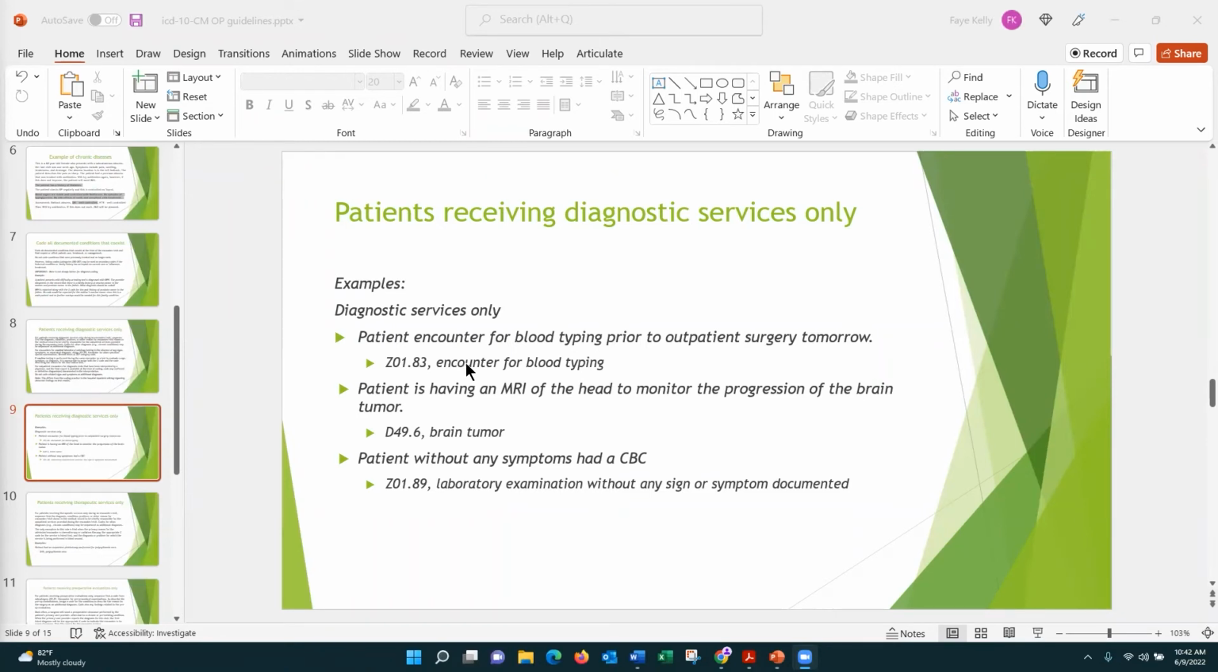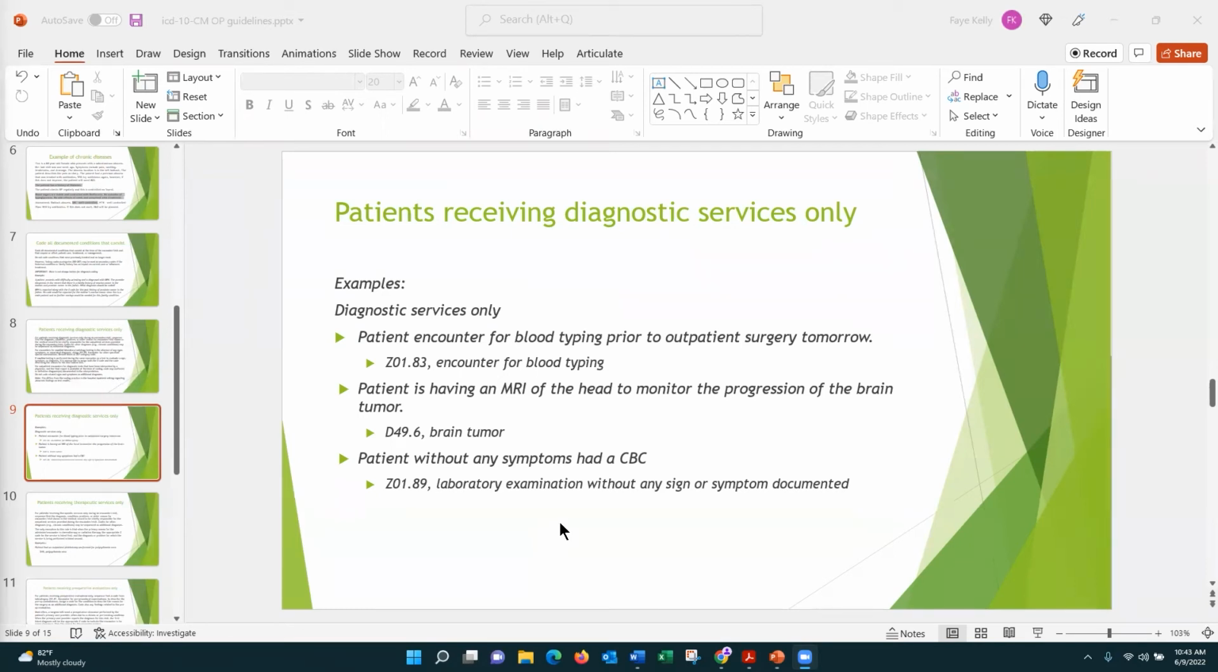What about the patient that's having an MRI of the head to monitor the progression of the brain tumor? Well, we have a definitive diagnosis. So we don't have to do an encounter for an MRI radiological exam. We can actually code D49.6 brain tumor. And then we have the patient that comes in with no symptoms to have a CBC. That's your Z01.89 laboratory exam without any signs or symptoms.